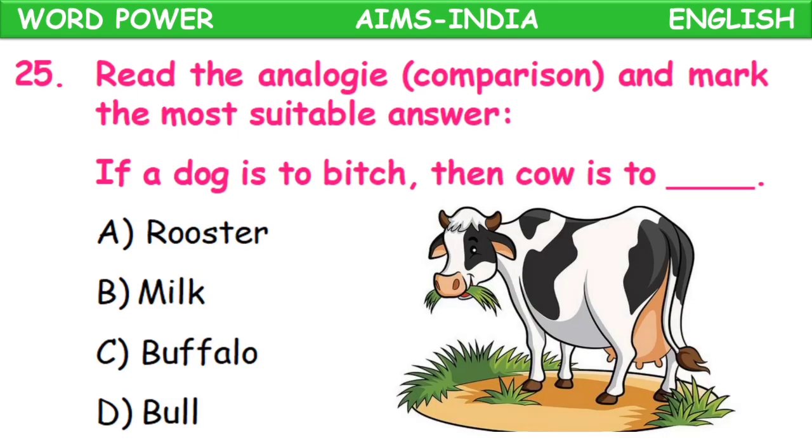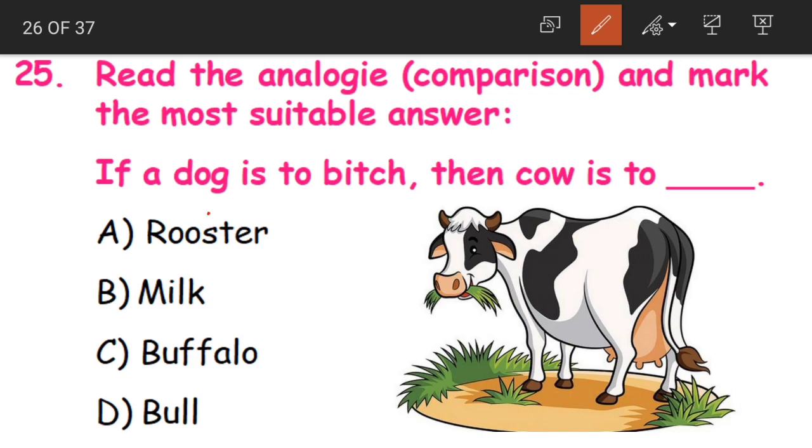Now, 25th question, children. Read the analogy and mark the most suitable answer. If a dog is to bitch, then cow is to what? Dog is to bitch. Like dog is a masculine gender, then bitch is a feminine gender. If the dog is male, we call it a dog. If the dog is a female dog, we call it a bitch.